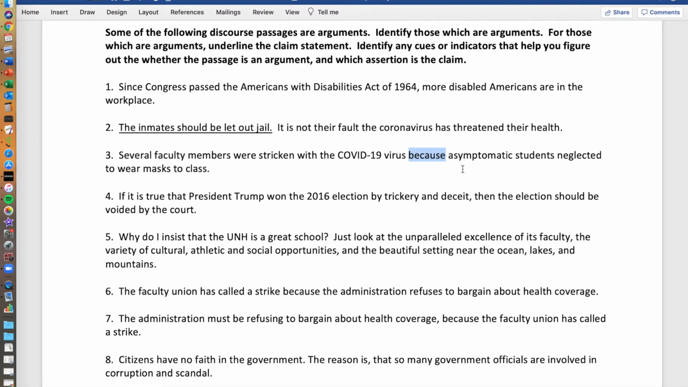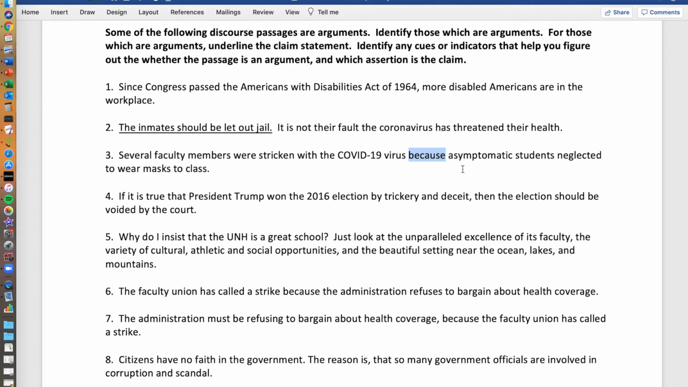And so you would be asking, in effect, does that serve as evidence to prove that several faculty members were stricken with the COVID-19 virus? And in fact, actually, that doesn't prove the claim, if it's a claim, right? You would need to have maybe medical reports that show the number of faculty who were ill or something like that.